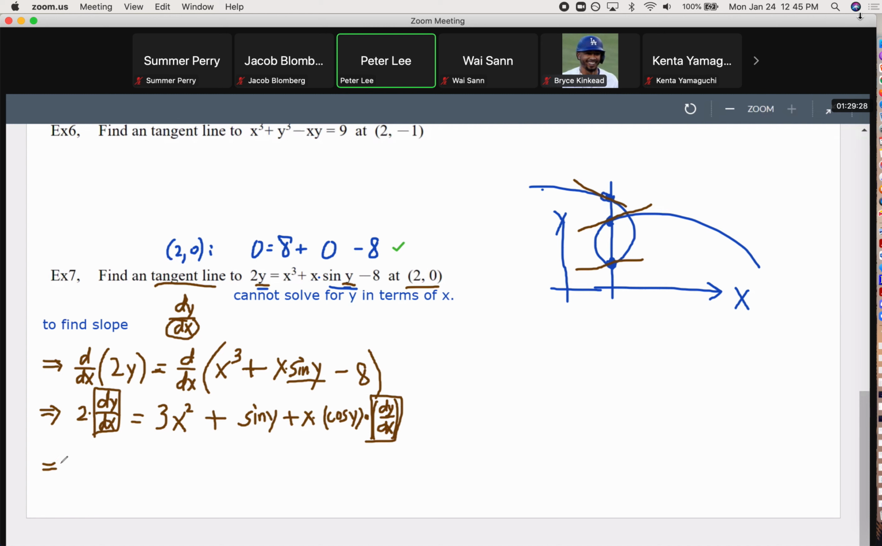So now I'm going to skip one step here because it's too much to write. What I'm going to write is 2y dx is equal to 2 minus this, so that will be 3x squared plus sine y, and then divide both sides by 2 minus x cosine y. So there you go, that's dy dx.